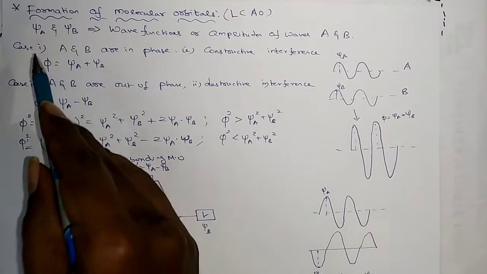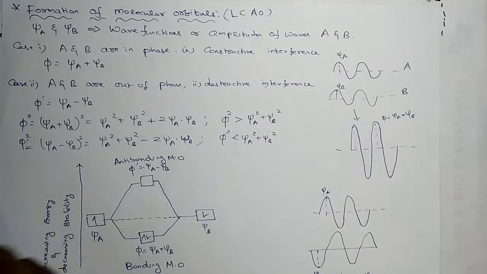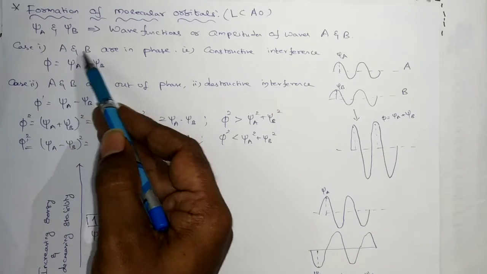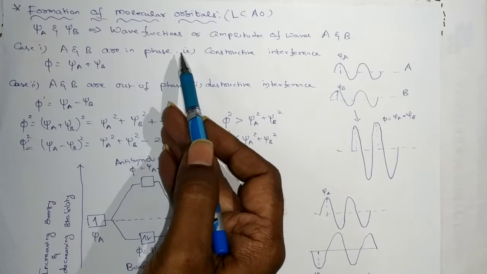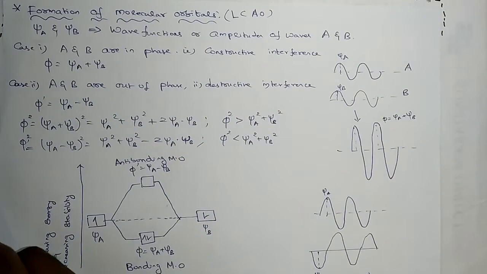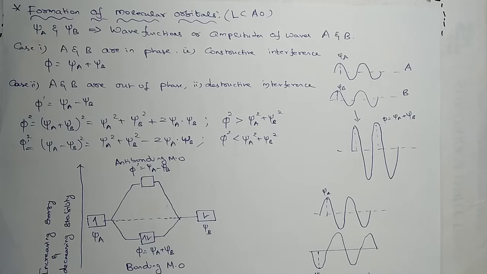Suppose psi A and psi B are the wave functions or amplitudes of waves A and B. When the waves A and B combine, there are two possibilities. If psi A and psi B are in phase, it leads to constructive interference. Or when waves A and B are out of phase, then destructive interference happens.